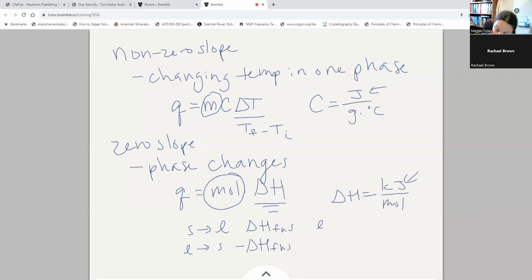If we're going from a liquid to a gas, we're going to use delta H of vaporization. If we're going from a gas to a liquid, we're going to use negative delta H of vaporization, because when we go from solid to liquid, that requires energy. Liquid to solid releases energy. Okay, so that's the first thing.